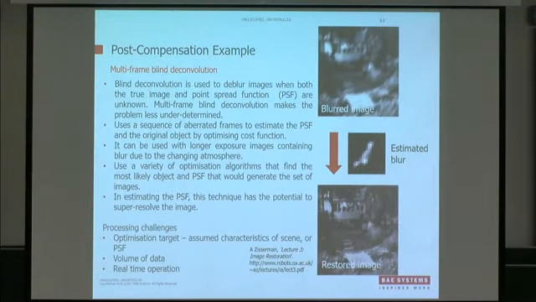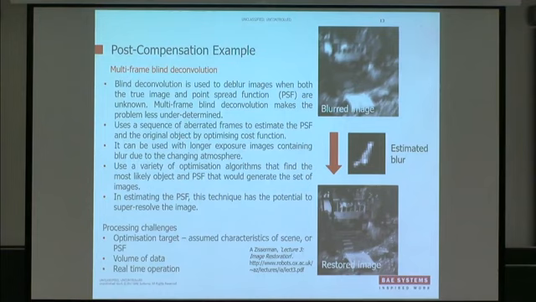Post-compensation, I've picked multi-frame blind deconvolution. As I say, there are people who will understand this far more than me, but the essence is you take a blurred image and somehow you come up with an estimation of what the blur is and then use a deconvolution to restore the image. I believe what you do is you use a sort of weighted function of the error and try and optimize that, but again, I'm not too clear on the details of that.